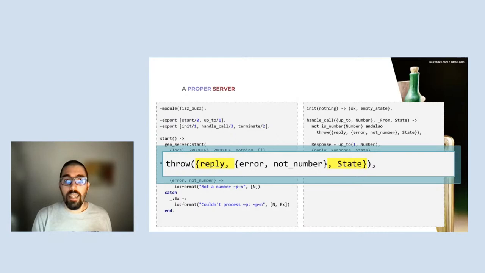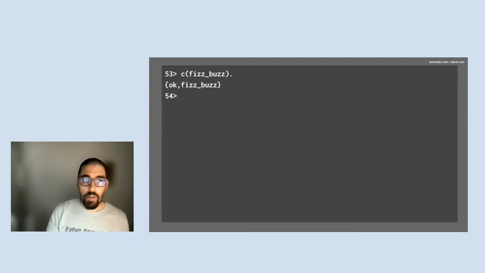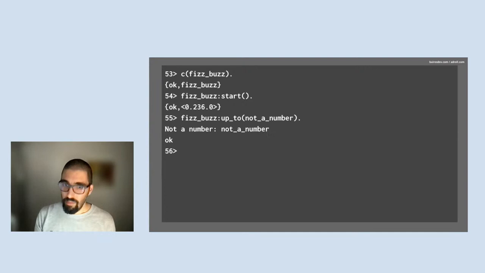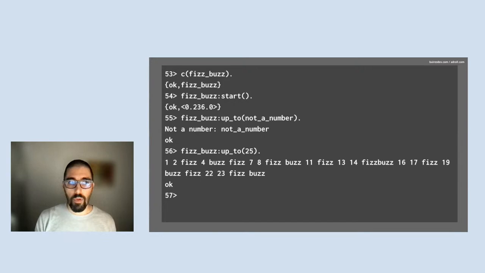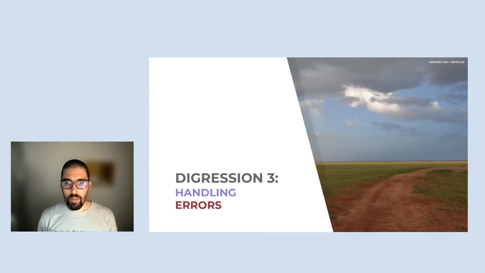Let's see. We compile, we start, we count up to not a number, and there you go. We get the error printed out. And even more, the server didn't terminate because it didn't crash. So we can still count up to a number. Very nice. So let me digress a little bit about this particular topic, which is handling errors in Erlang.